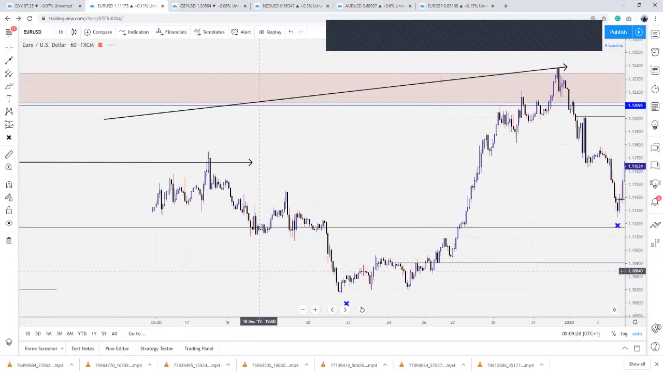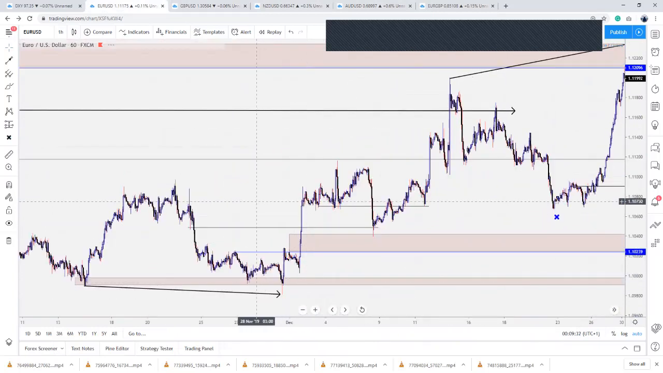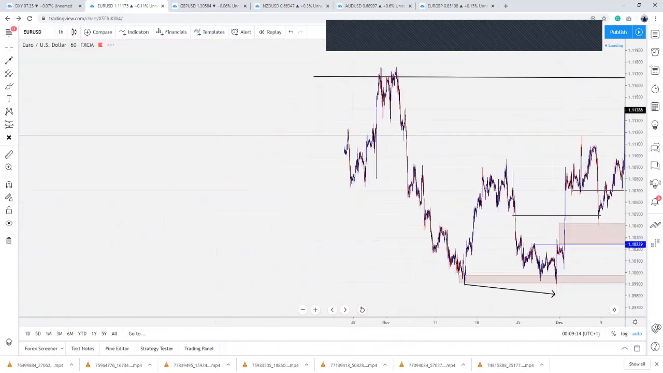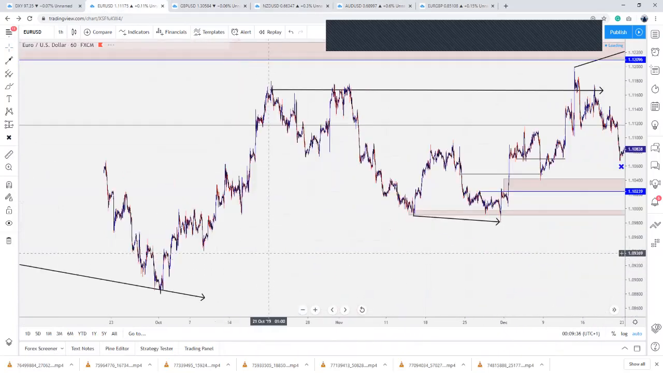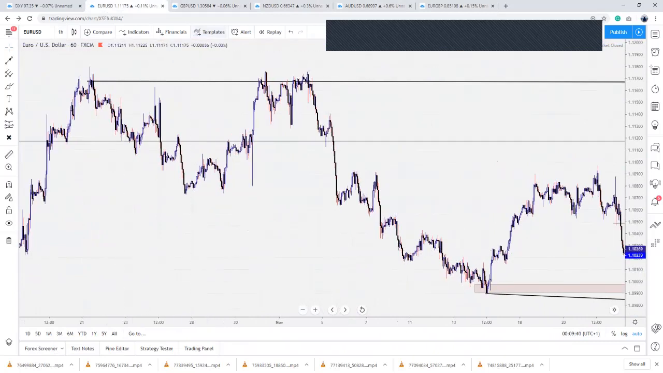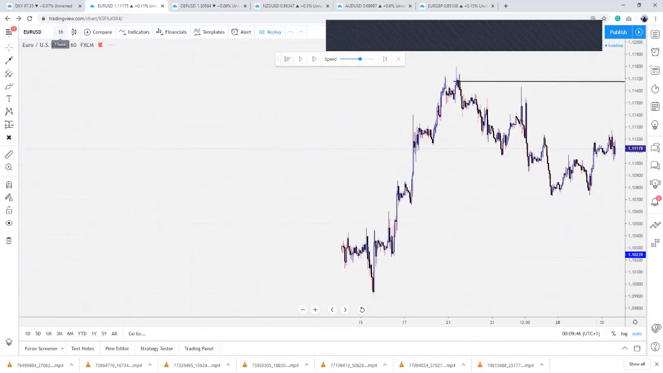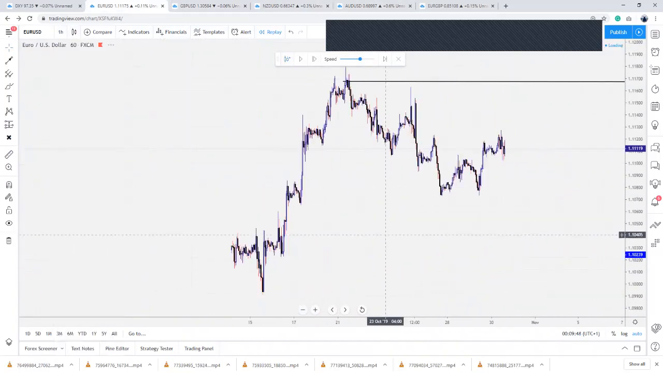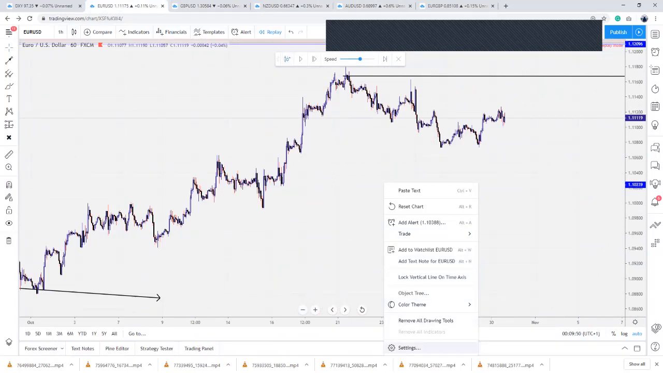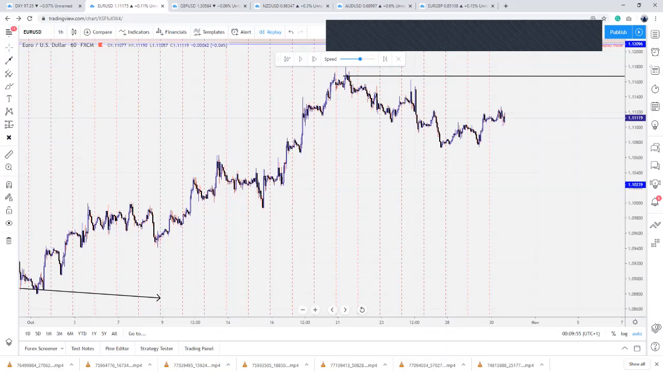Okay. Right, so Euro USD, we're gonna put the replay button there. Okay, so bringing out the session breaks, let's go down to the 15-minute time frame.